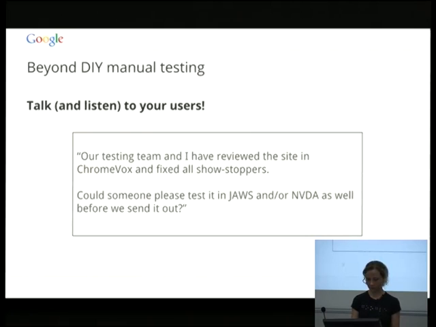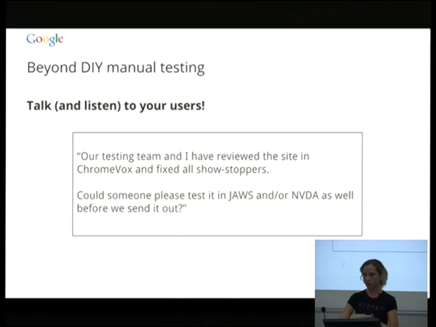So finally, before I get to automatic testing, the most important thing you can do is talk to and listen to your users. This is an example of someone I work with saying, we've really done our best to do all the manual accessibility testing ourselves. We found a few bugs, we fixed them, but I really need someone who is a full-time screen reader user, or at least a very proficient screen reader user, to check this out and double check, make sure we haven't missed anything.